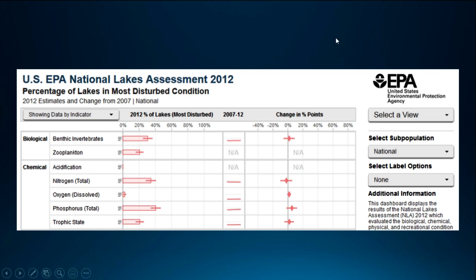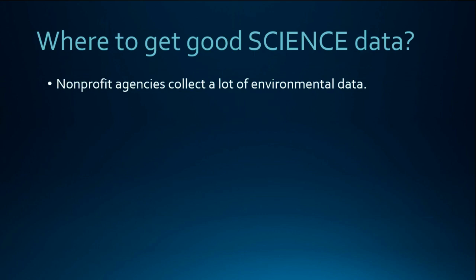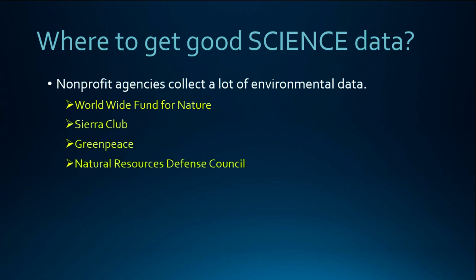And you can probably see on the right that you can transform some of this data. A lot of these types of websites give you interactive data tools where you can say, these are the countries I want, or these are the geographical locations I want, or these are the years that I want, and you can tailor it yourself. Of course, nonprofit agencies collect a lot of good environmental data. We've got the Worldwide Fund for Nature, Sierra Club, Greenpeace, Natural Resource Defense Council, the World Wildlife Fund.